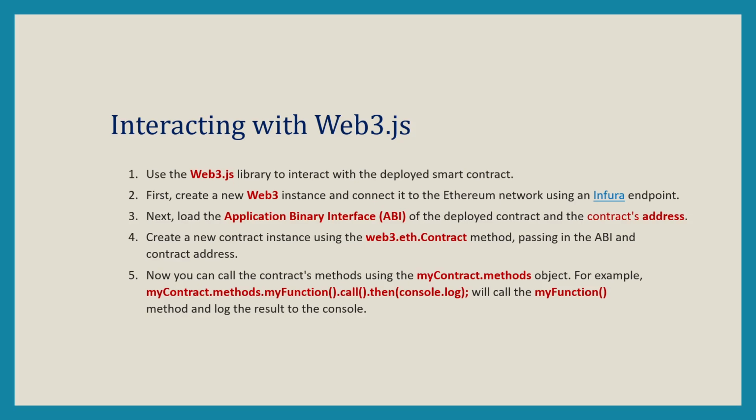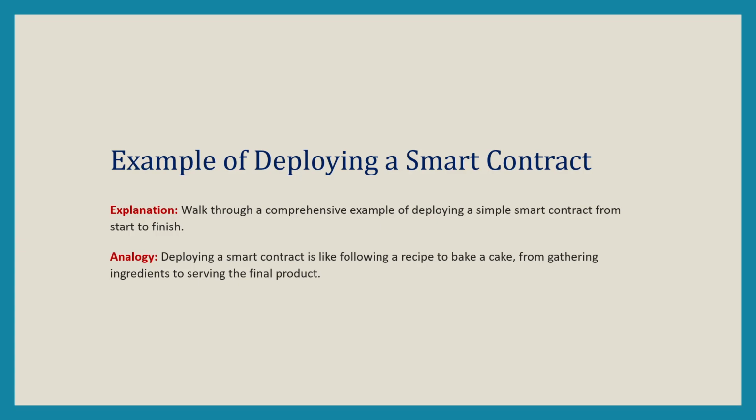For example, myContract.methods.myFunction().call(), then console.log will call the myFunction method and log the results onto the console. Example of deploying a smart contract, we'll walk through a comprehensive example of deploying a simple smart contract, right?